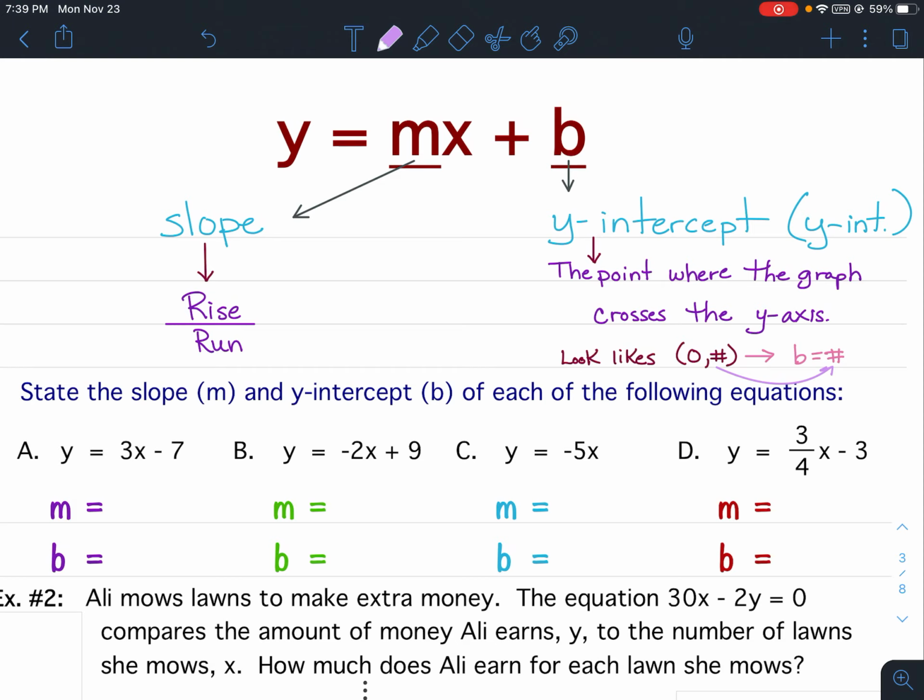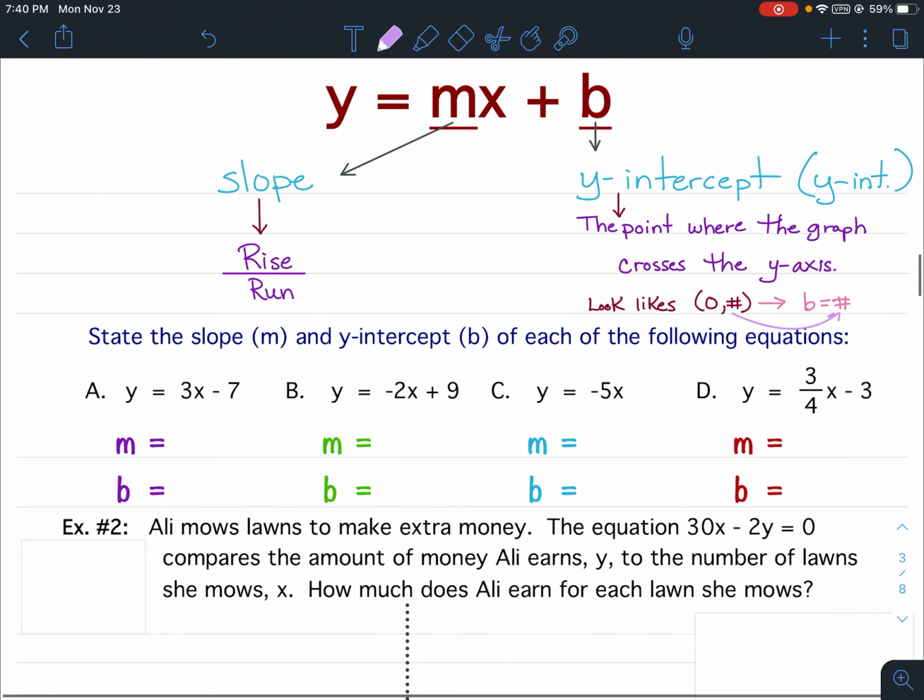We're going to use this later to graph, and you'll find that knowing the slope-intercept form makes graphing much, much easier. So again, m is the slope, it's your rise over your run, and b is the y-intercept. It's where the graph crosses the y-axis.